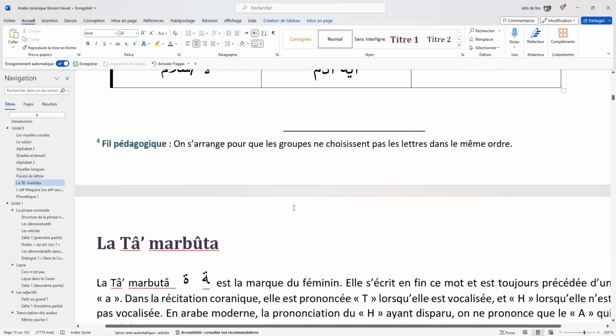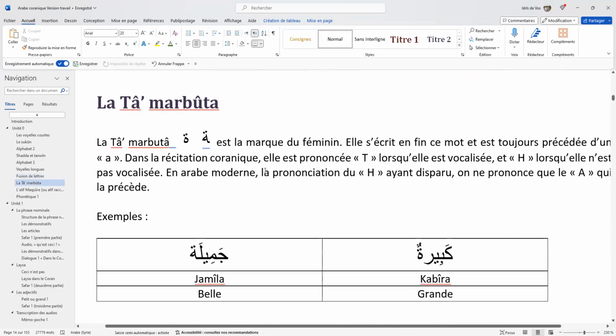So here, the ta marbuta. The ta marbuta is a spelling sign that we find only at the end of words. Now this ta marbuta has a story, and if you don't know that story, you're a bit puzzled by this letter and you wonder why it's written like this.